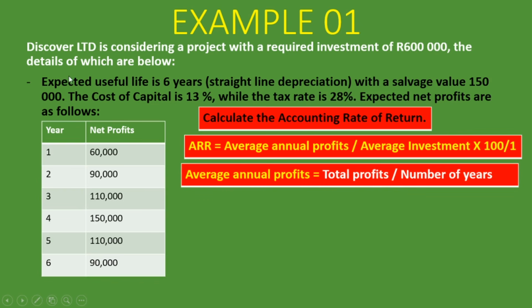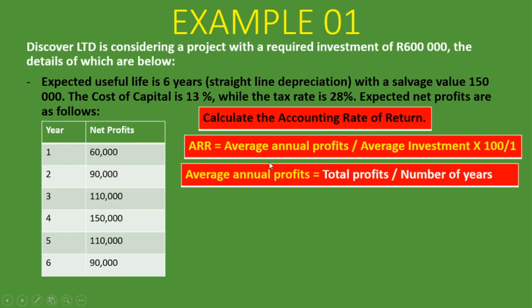So let's read the scenario. We are told that Discover Limited is considering a project with a required investment of 600,000 Rand, the details of which are below. Expected useful life is 6 years, straight line depreciation, with a salvage value of 150,000 Rand. The cost of capital is 13%, while the tax rate is 28%. Expected net profits are as follows, and we are given the net profits from year 1 to year 6. We are asked to calculate the accounting rate of return.